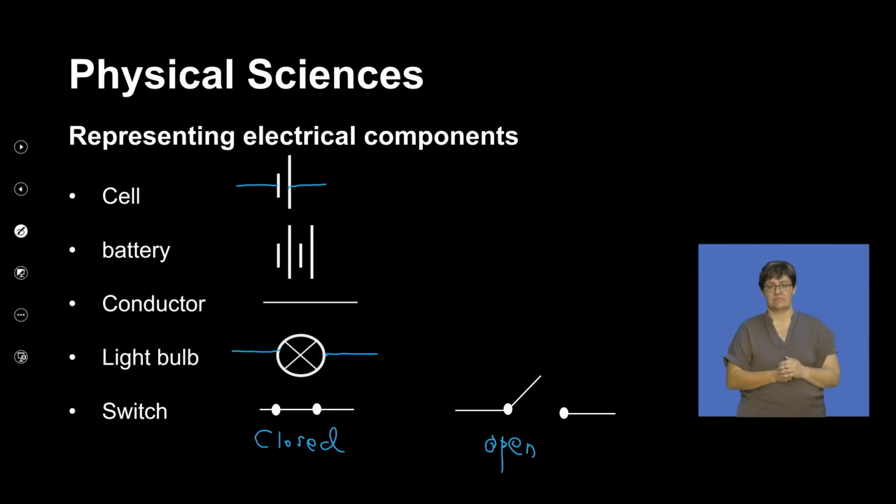Now, these are the symbolic representations of the different components that we might have. In the simulation that we just showed, we have a battery instead of a cell, because we had a combination of two cells connected in series. We'll talk about that more as we go along.